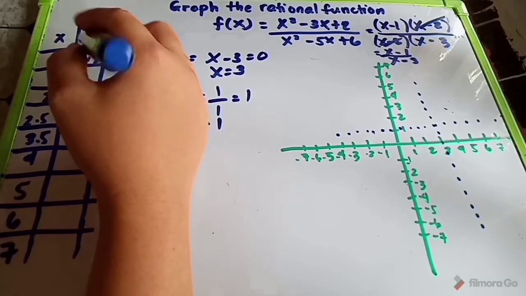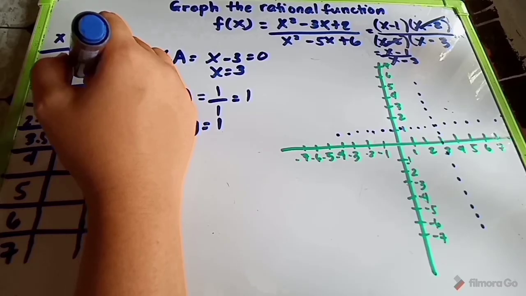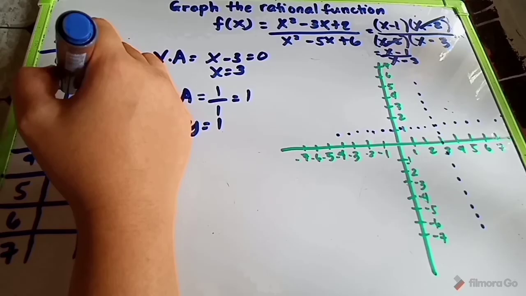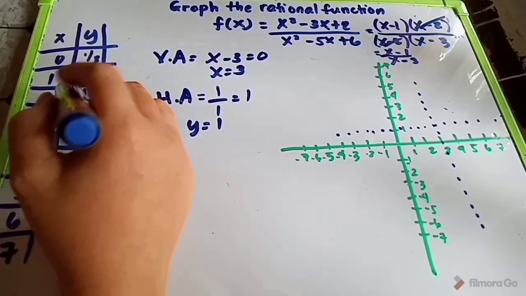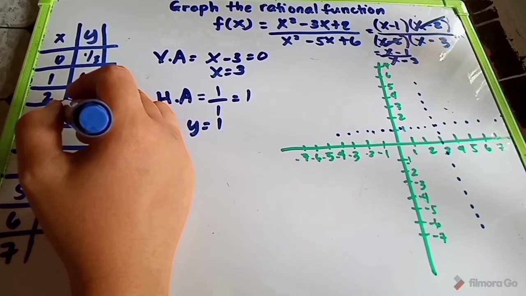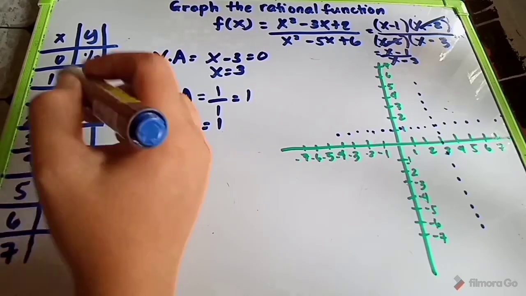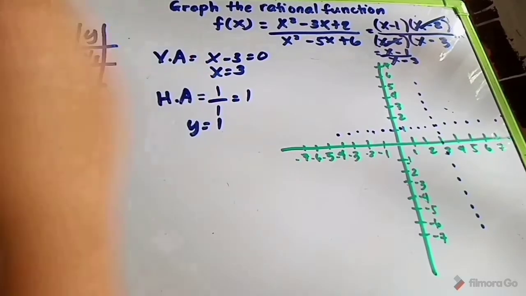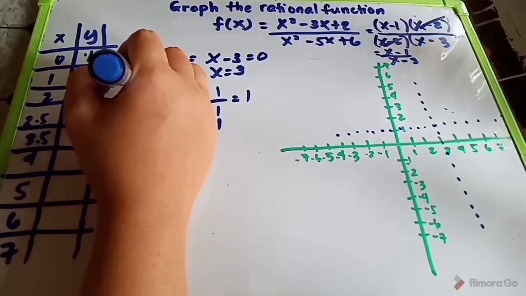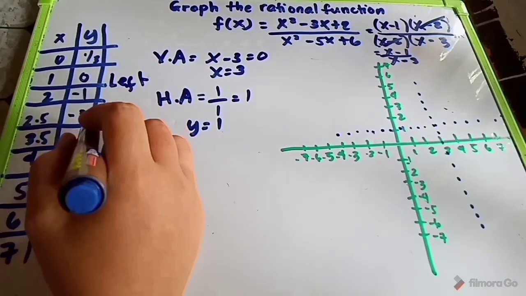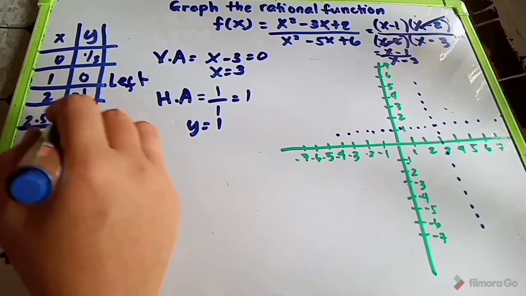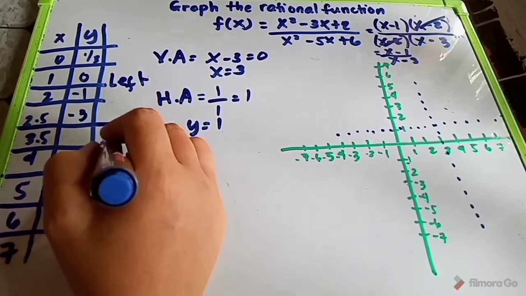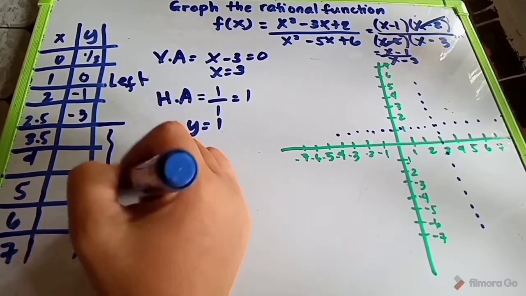And then 1 will be 0. And then 2 will be negative 1, and 2.5 will be negative 3. So this will be for the left. Take note, guys, this is for the left. And then 3.5, this will be for the right.